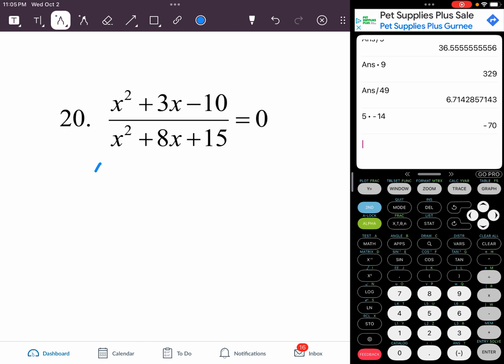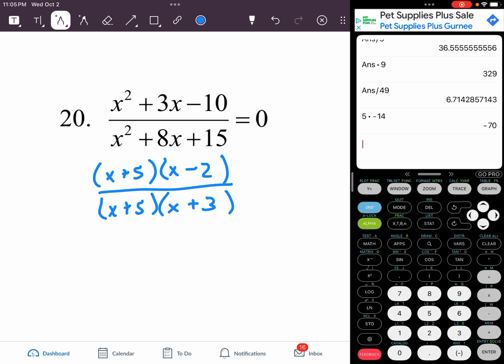20. All right, so 2 numbers that multiply to be negative 10 but add up to be positive 3: 5 and negative 2. On the bottom, numbers that multiply to 15 and add up to 8: 5 and 3. Since our x plus 5s in the numerator and the denominator are the same, we cross them out. All right, and the x plus 3 on the bottom, we ignore. So we have x minus 2, set equal to 0, and x equals 2. And that is our answer.